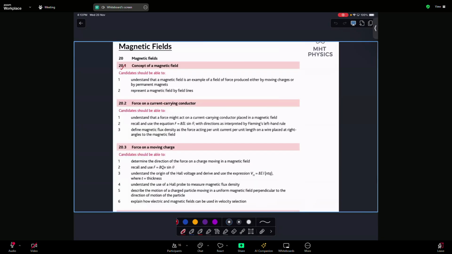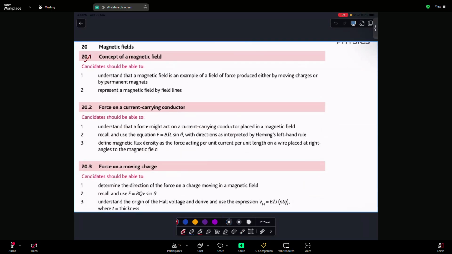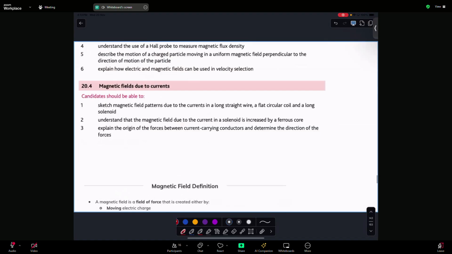Okay, so understand magnetic field is an example of a field that provides a force on a moving charge or permanent magnets. We discussed that. Represent magnetic field by field lines. I drew some of them for you, and then we went to the last part here. Sketch the magnetic field pattern due to a long wire, flat coil, and a solenoid. So remember the class we had where we saw how the coil produces a field, like the doorway I showed you, right? So that one.